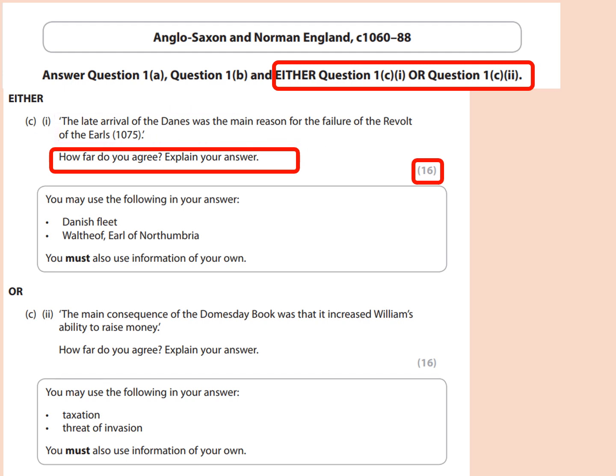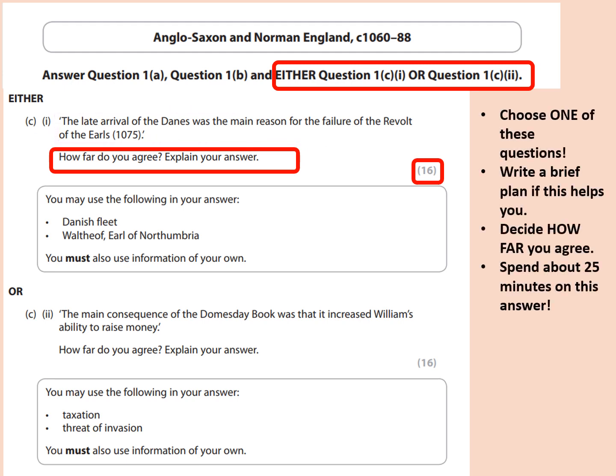So a quick rundown of what you need to do. You choose one of these questions. I would recommend that you write a brief plan if this helps you. Decide how far you agree and be prepared to spend between 24 and 25 minutes on this answer. Hopefully with question 1A, you won't need the full 6 minutes that you could spend on that, so you'll have bought a bit of extra time for this really long answer. And remember, there's nothing stopping you doing the longest question first. Just make sure that you go back and finish the other ones later on.